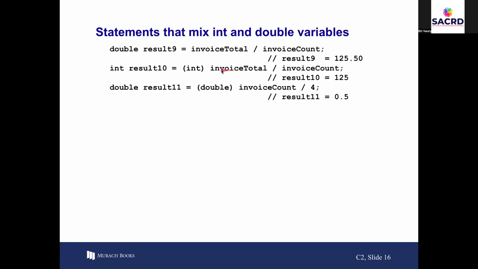You can also cast them. So in this case, when we're using the int, we're saying take the invoice total and convert it into an integer. In this case, it's just going to truncate any decimal values and then divide by the invoice count.